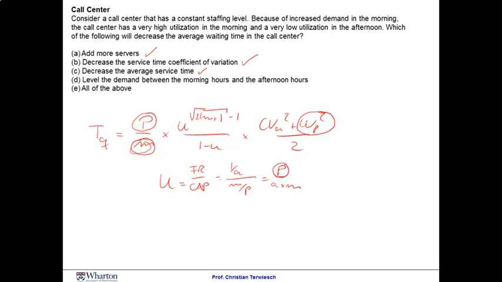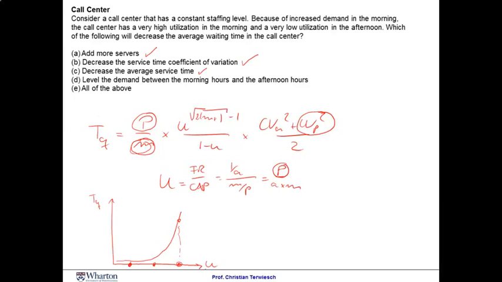Now the last one, option D, is a little tricky here. Leveling the demand. Why would that matter, and how do you think about that? For that, please remember that if you plot the time in the queue as a function of the utilization u, you have this very steep nonlinear effect. And so right now in the morning hours, we have a very high level of utilization. So say we are here, a high level of utilization, and in the afternoon hours we have a low level of utilization.